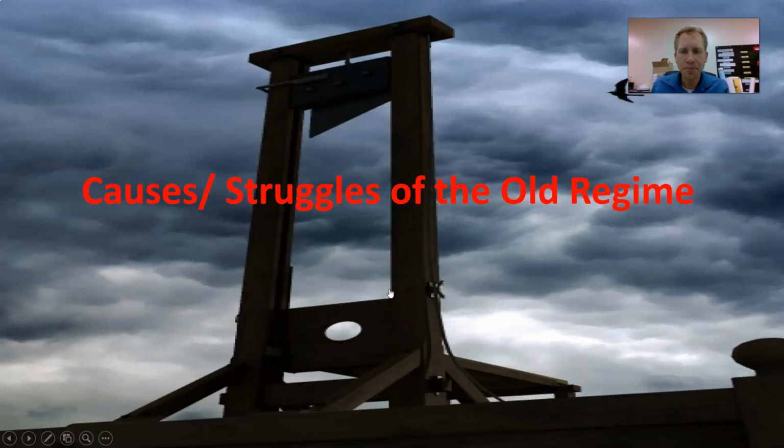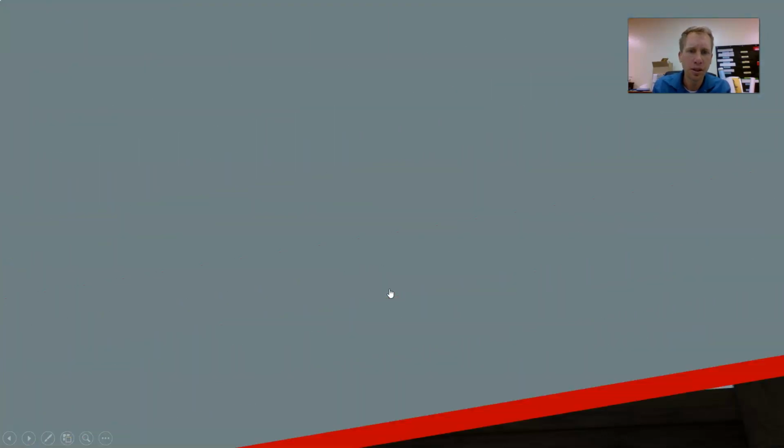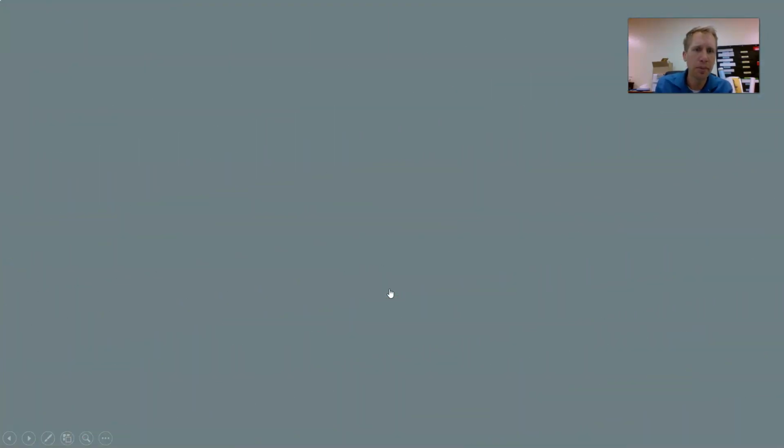The main symbol of the French Revolution is going to be the guillotine, which is a machine made to execute people, where you have the guillotine blade dropping and landing on a person's neck, cutting off their head. There you have an example of what would happen.